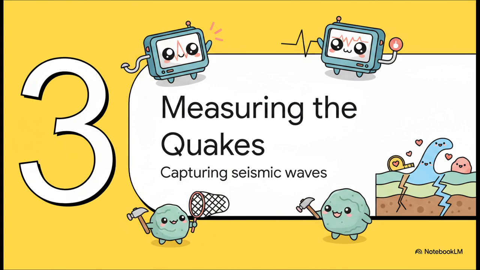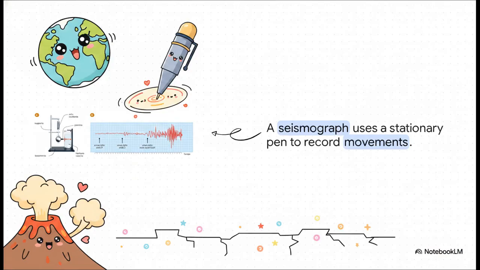Section 3. Measuring the quakes. Since we obviously can't see these waves traveling through solid rock underground, scientists capture and measure them using a really clever instrument called a seismograph. It looks simple, but it's brilliant.